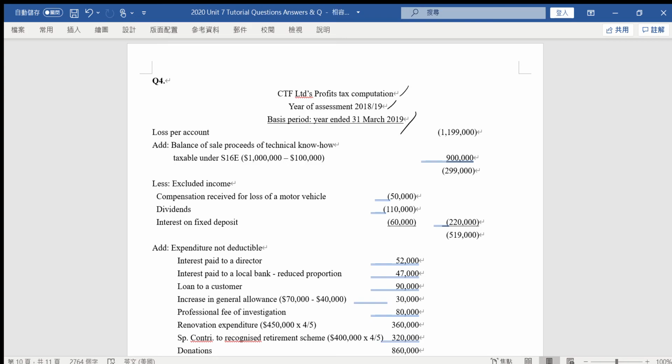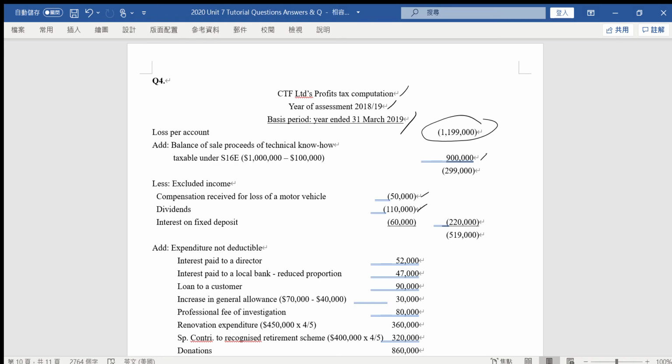Now, you will find that for this profit tax computation, we will start with the income statement, the last figures, the loss per account or the profit per account, right? That's why we'll start with this figure and then adjust those things. First one is the technical know-how, the difference, which hasn't been included, so you should add. Then those items excluded from income, including those capital in nature, compensation from the motor vehicle, you need to add back.